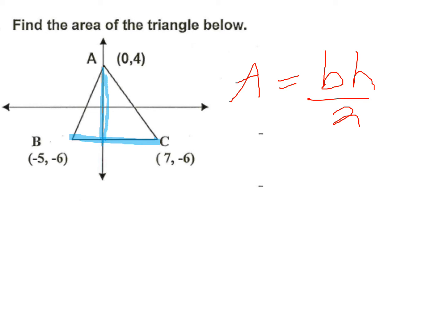But I don't have just a plain number, but I kind of do. Going sideways, how far is this coming sideways to get to C? 7. That's your X number, right? Sideways. How far is it coming sideways to get to B? Negative 5. It's coming back 5, but it's still 5 places back. So the 5 spaces and the 7 spaces make the bottom 12 spaces all the way across the bottom. So my base is 12.